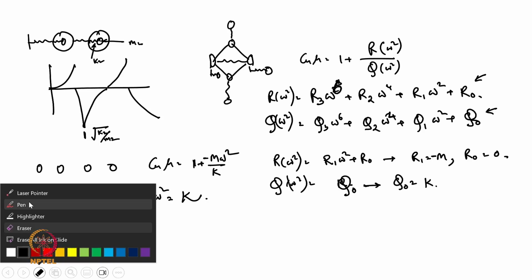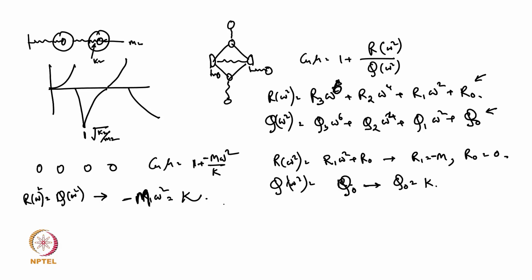So this gives me minus m omega square equal to k square. So what is the omega square? Omega square will be minus k by m. So that's not possible, because that gives the imaginary.